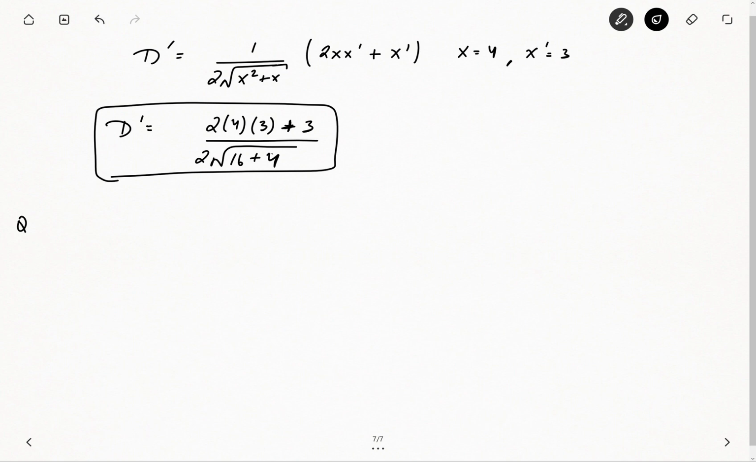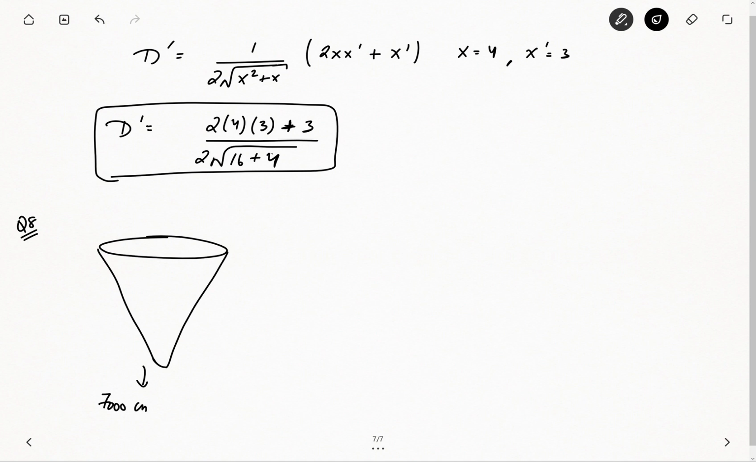Now we're going to go to question 8. We have water in an inverted conical tank leaving at a rate of that much. So we're going to start to draw the picture. I have an inverted conical tank, and the water is leaving at that rate. Okay, and then we're saying it's being added at some rate. We don't know that. Let's call that quantity A. It's being added at a rate of A cubic centimeters per minute. That's leaving at that much.